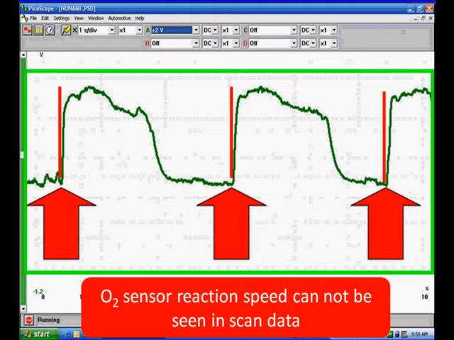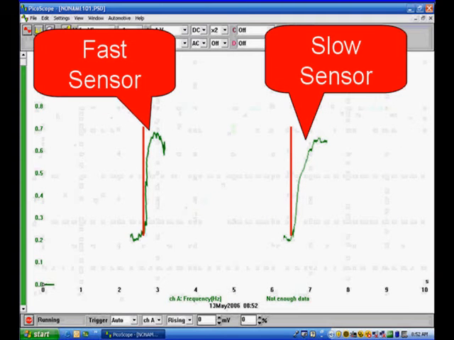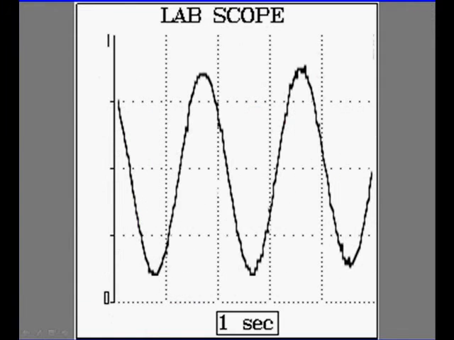Now the first snap we did a really good job, and you can see that the oxygen sensor responded quickly. In the second one we did a half good job, it didn't respond so fast. And in the third one we did a poor job. We're trying to depict to you very, very fast on the left and then slow on the right. Now the oxygen sensor reaction speed can't be measured or seen in scan data. And we're going to show you here that the fast sensors on the left and the slow sensors on the right, a slow sensor should be changed. If you snap the throttle, it doesn't go up instantaneously, then it's a slow sensor and it needs to be replaced.